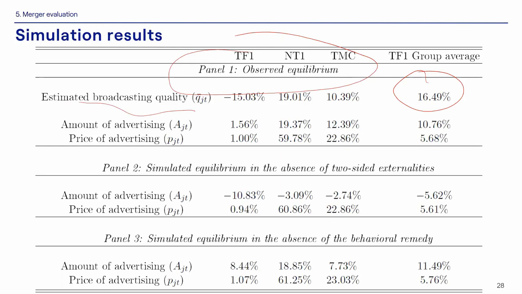We can see also that although the authority has accepted this merger under the behavioral remedy to keep separated the advertising sales houses, you can see that there is an increase of price for TF1, even if it's small, but also a bigger increase of price and quantity of advertising for the acquired channels.